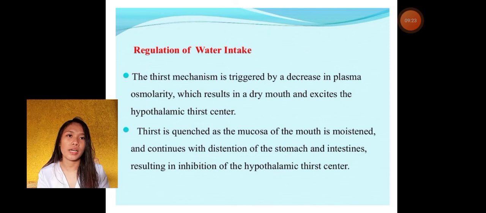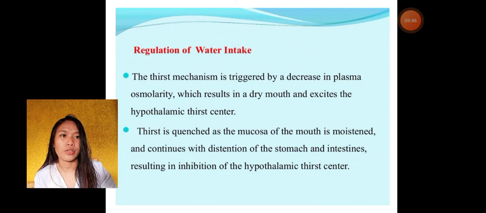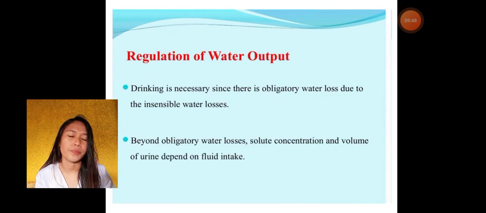Regulation of water intake. The thirst mechanism is triggered by a decrease in plasma osmolarity, which results in a dry mouth and excites the hypothalamic thirst center. Thirst is quenched as the mucosa of the mouth is moistened and continues with distension of the stomach and intestines, resulting in inhibition of the hypothalamic thirst center.